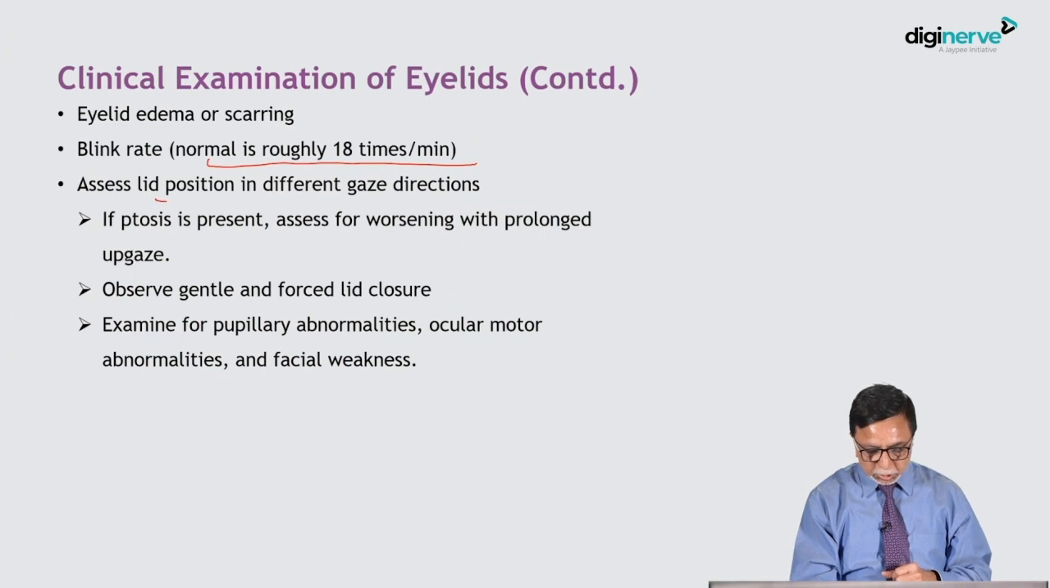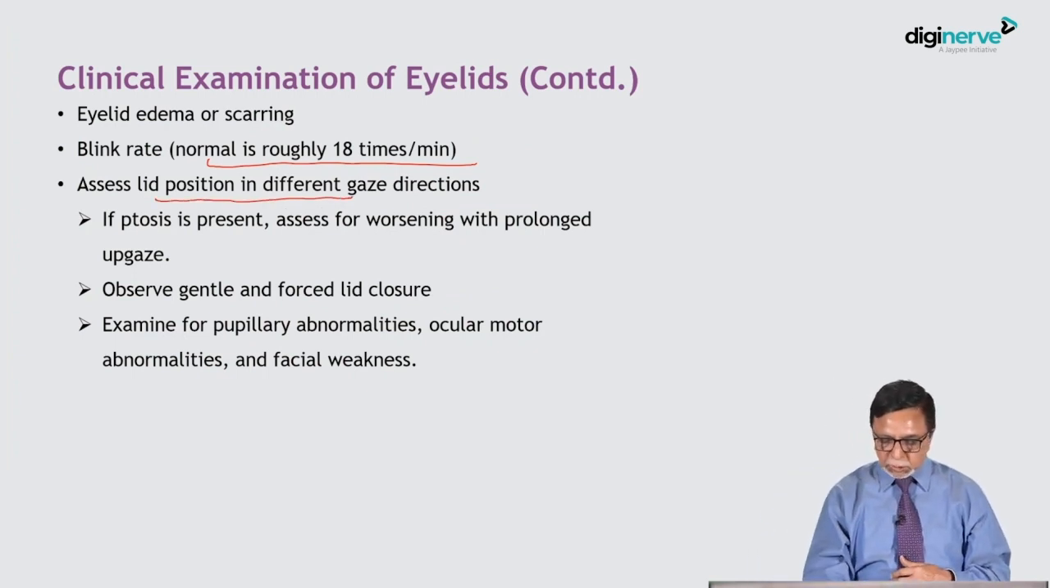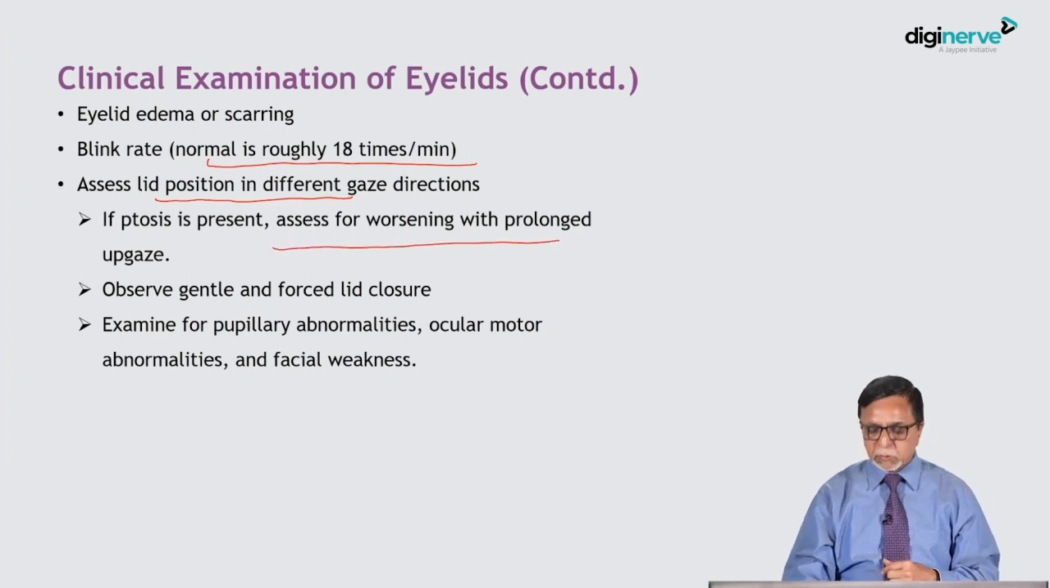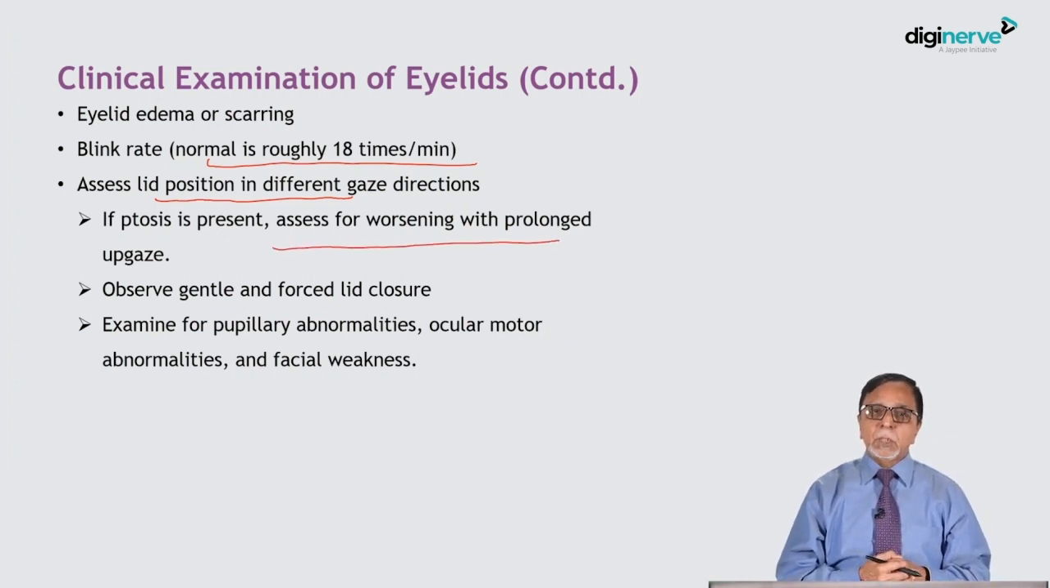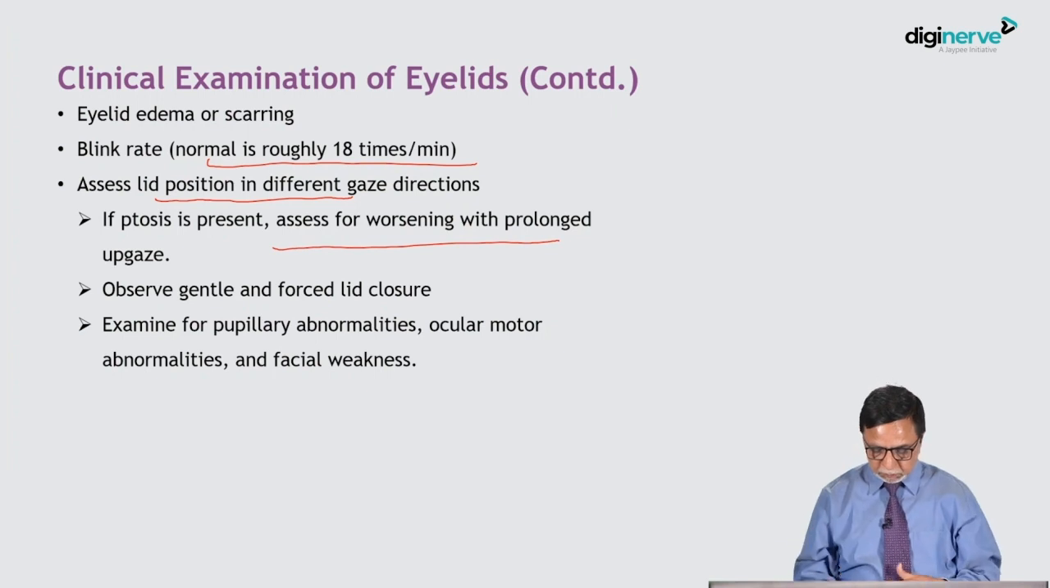Now, assess lid position in different gazes. That can help you. If ptosis is present, assess for worsening with prolonged upgaze, which may indicate what? Myasthenia gravis. Because when we are exerting, we are using our acetylcholine quanta at the neuromuscular junction. If they get exhausted, then it will droop further. Like, I'll remove my glasses and show you one. It becomes like a sunset sign. It may indicate it is myasthenia gravis.